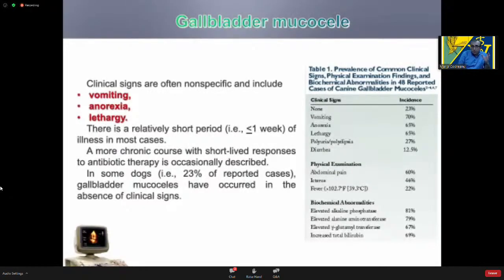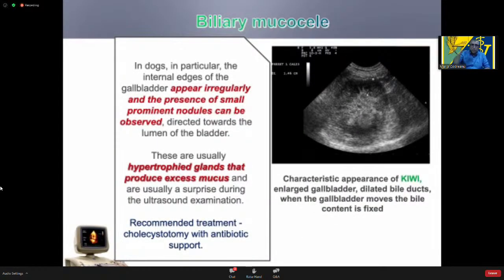In some patients, the gallbladder mucoceles have occurred in the absence of any clinical signs, as I told you before. But notice that in dogs, especially at the internal edges of the gallbladder, from the ultrasonographic point of view, the wall and the internal content appear irregular, with the presence of a small predominant central nodule, which can be observed directly towards the lumen of the gallbladder.